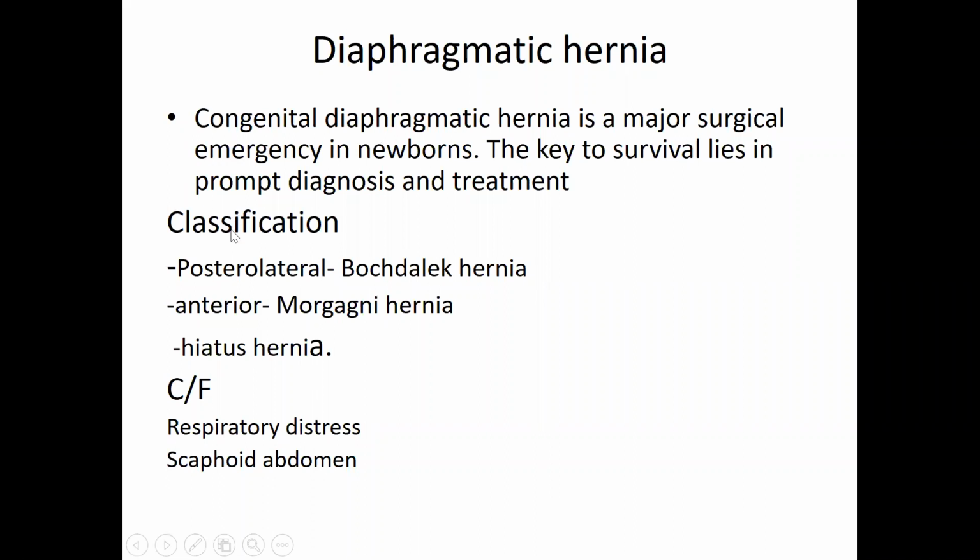So there is a classification of diaphragmatic hernia. One is the posterolateral type of diaphragmatic hernia, which is also known as the Bochdalek hernia. Another type is the anterior hernia, which is also known as the Morgagni hernia. Another is the hiatus hernia. What are the clinical features of the diaphragmatic hernia?